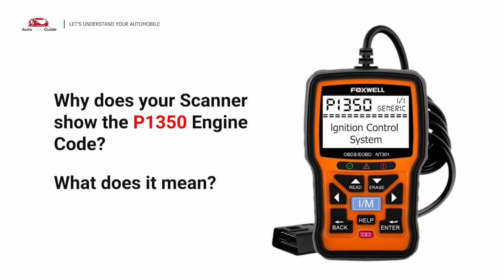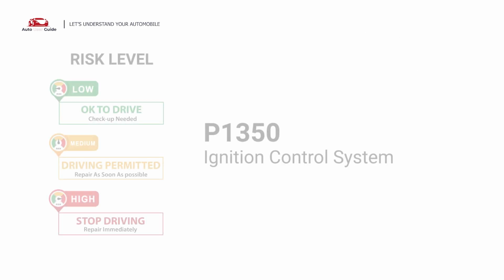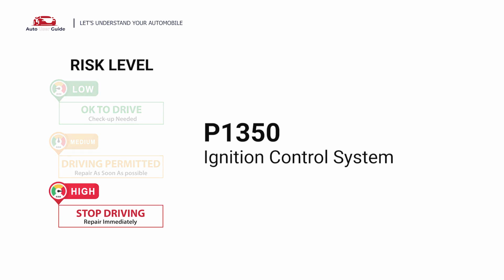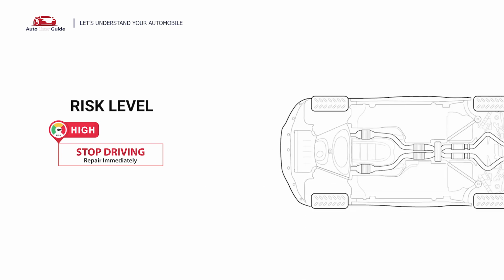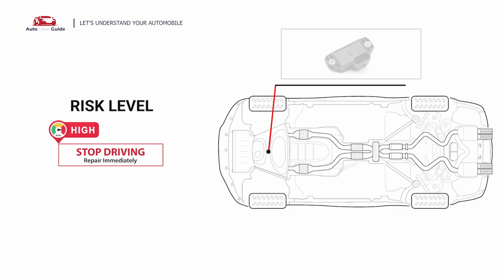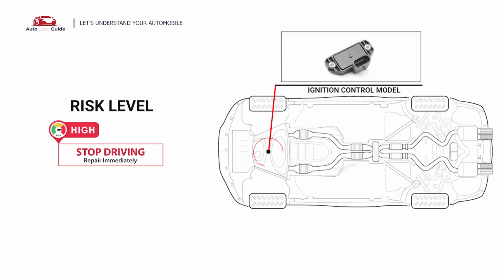Why does your scanner show the P1350 engine code? What does it mean? P1350 is a diagnostic trouble code for the ignition control system. This engine code indicates a problem that can manifest as engine misfires, rough idling, or even stalling. The code often arises from problems with the ignition coils, wiring, or the ICM itself. Under this circumstance, stop driving and repair your vehicle immediately.